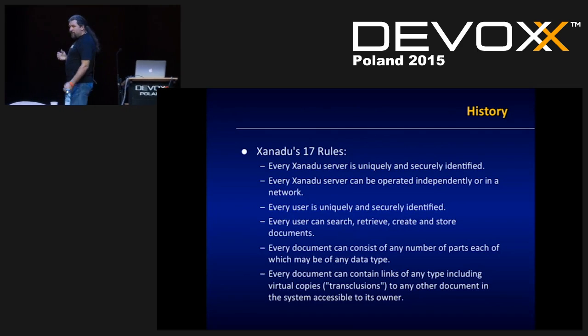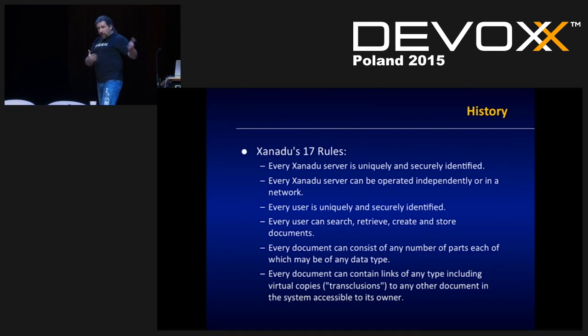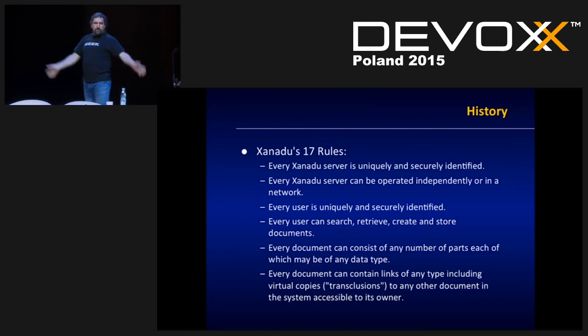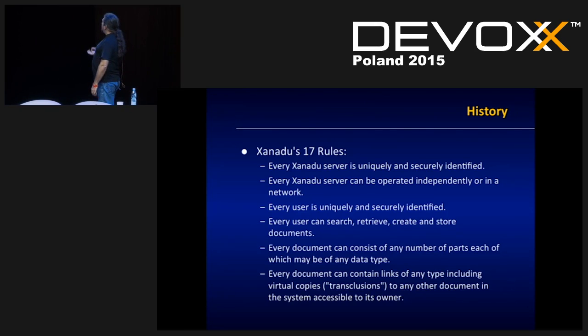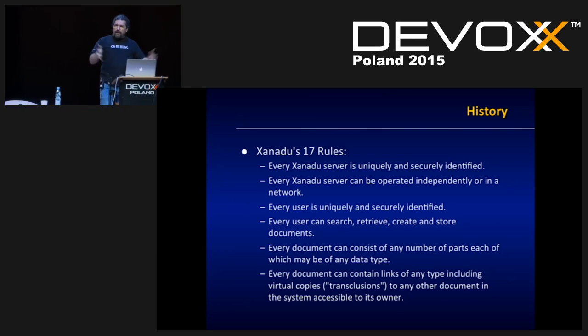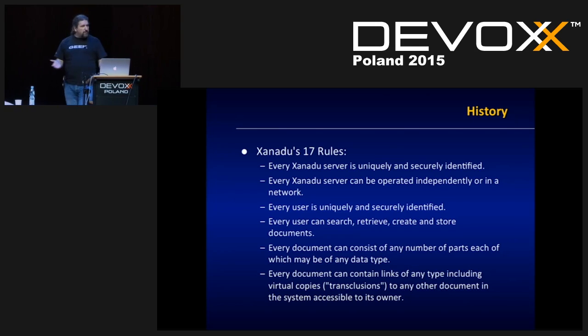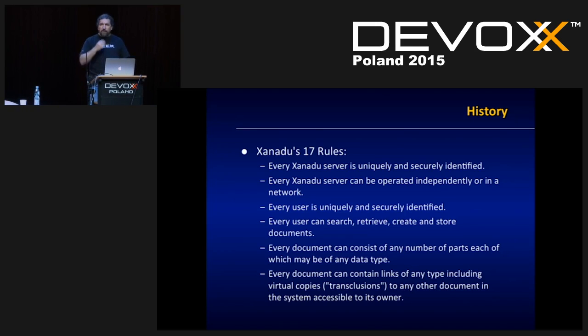Many of these will seem pretty common sense today, but remember, 55 years ago, all of this was really science fiction. Each server uniquely and securely identified, operated independently. Each user is uniquely and securely identified. Users can search, retrieve, create, and store documents, right? You're starting to get a sense of, okay, aside from the securely part of all of that, we've come pretty close. We've managed to do a number of these things, right?